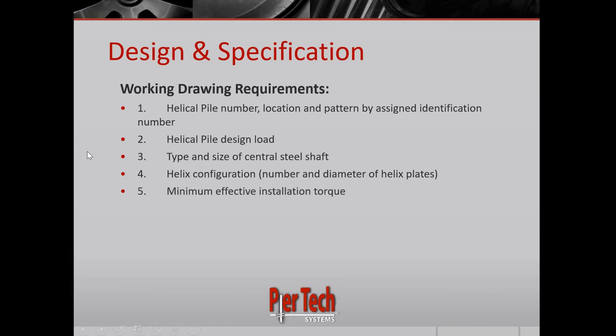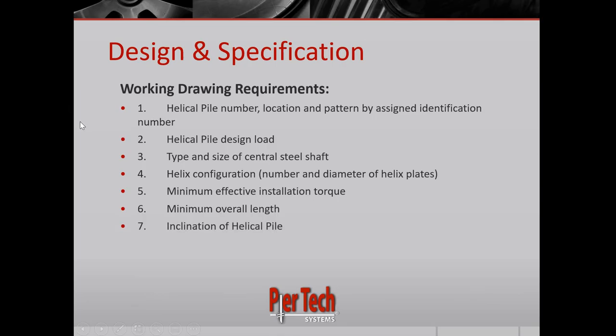Next, you have the minimum effective installation torque. So this is your target torque on the project. And you'll want to make sure that you meet or exceed this torque before you move on and stop that pile installation. So that will be something that's written on the working drawings. And then you have minimum overall length. So if they want you to meet a minimum depth of embedment, they'll say, we want you to meet 25-foot embedment. So you want to make sure that that's on the working drawings for every pile that you need to install.